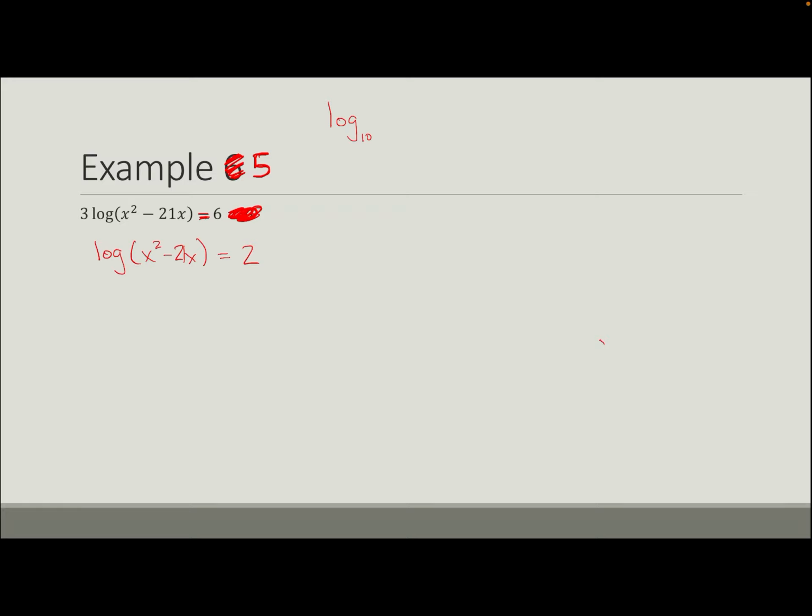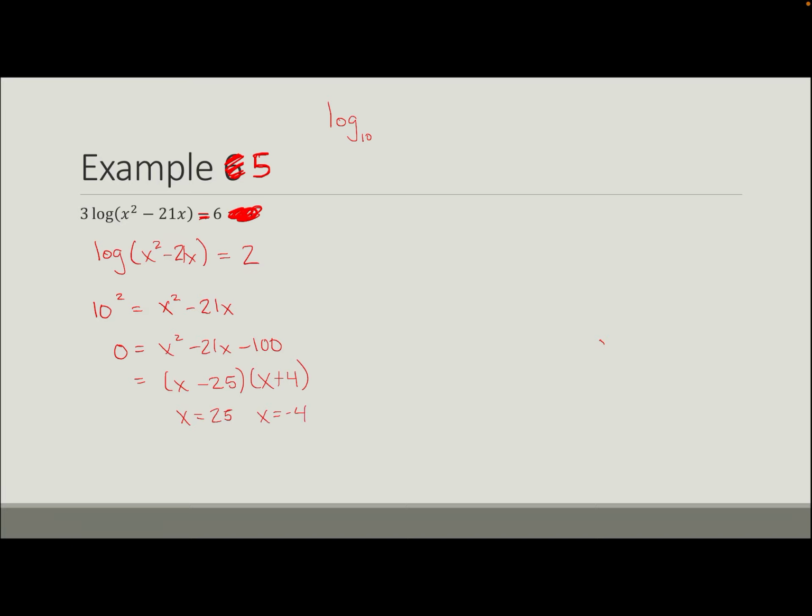So the exponential equation that we make is 10 squared equals x squared minus 21x. And so that's going to mean 0 equals x squared minus 21x minus 100. And that's going to be x minus 25 and x plus 4. So x equals 25 and x equals negative 4.